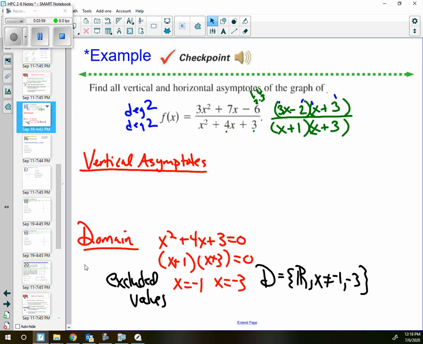So what's happening at the negative 3? If you would have just done what you normally did, you would have said there were two vertical asymptotes. There's not. The only vertical asymptote we have on this graph is at x equals negative 1. Something else is happening at negative 3.